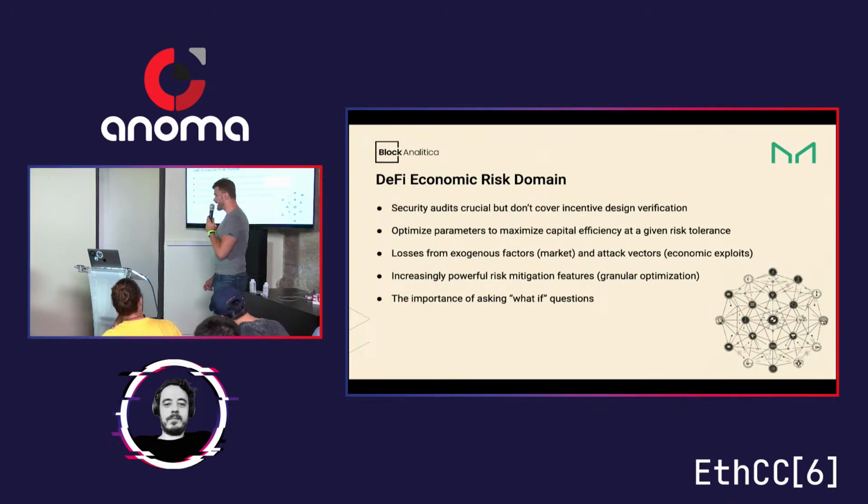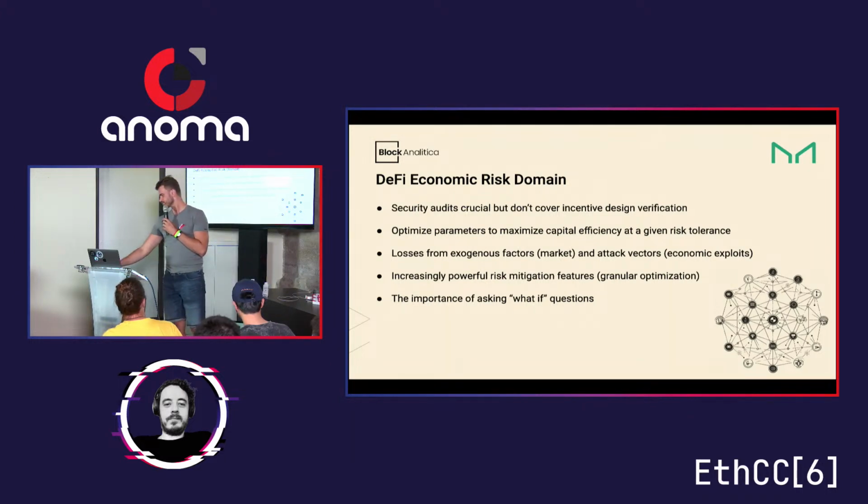At the same time, as the ecosystem progresses, we've also seen increasingly powerful risk mitigation features. One of them is granular optimization in the recently launched Aave v3 with E-mode and isolation mode. And we come again back to the importance of asking what-if questions and exploring this parameter space.